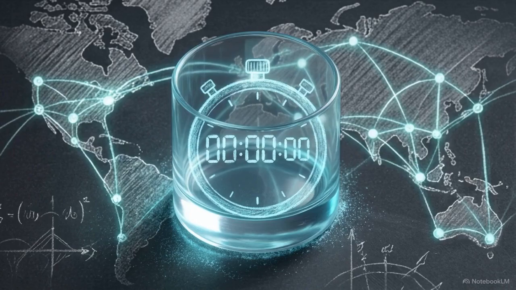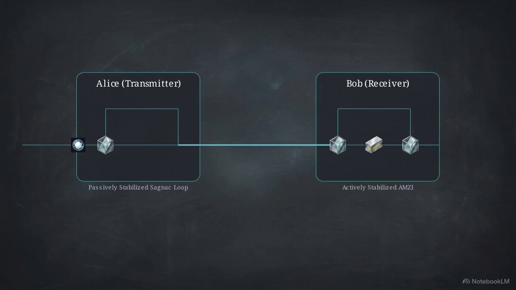The resilient alternative is time bin encoding. Instead of looking at orientation, this method functions as a high-precision quantum stopwatch. Alice's transmitter uses a self-stabilized Sagnac interferometer. It splits the photon into a short path for a 0 state and a longer delayed path for a 1 state. Information is stored in relative arrival time rather than spatial orientation.